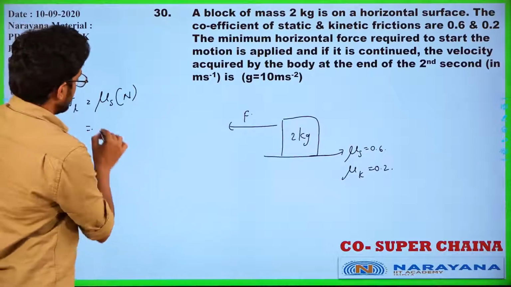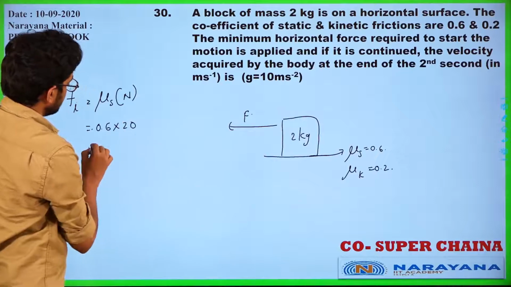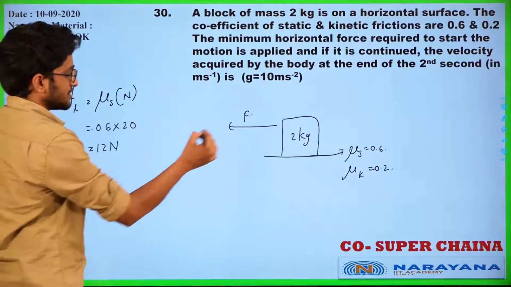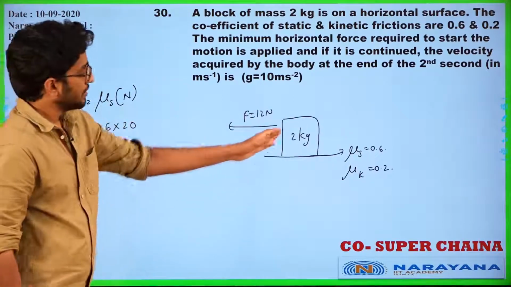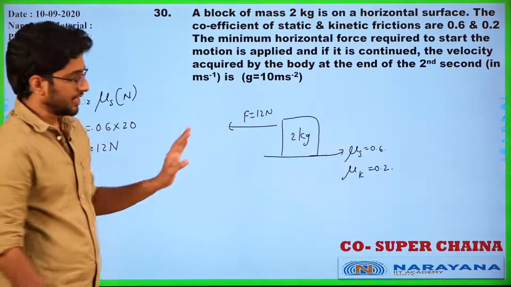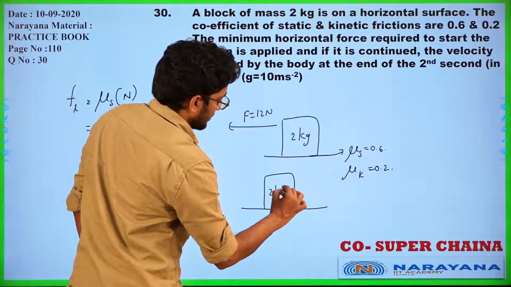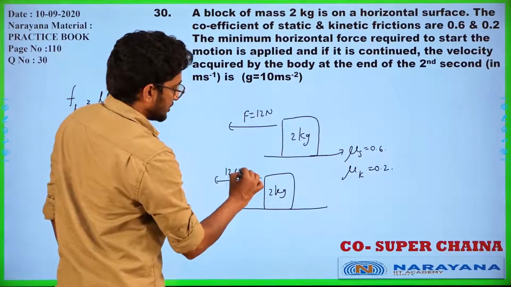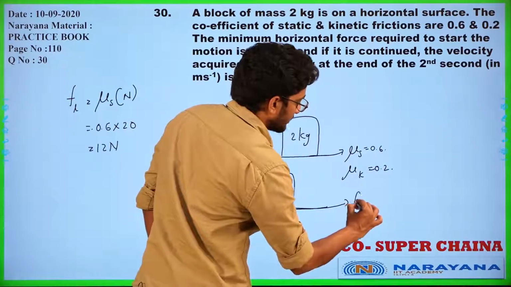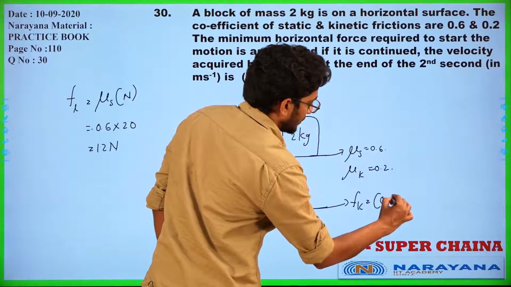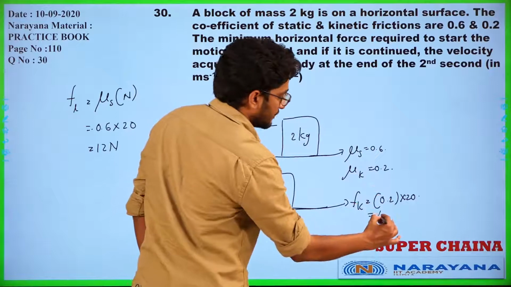So mu s, static friction, is 0.6 into normal, which is mg here. So that is 20. So 12 newtons is the limiting friction. So you applied exactly 12 newtons, just the required force so that it starts motion. But once it starts sliding, only kinetic friction acts. So what happens after this instant is, you are applying a 12 newtons force to start the motion, and once the motion starts, only kinetic friction acts. So kinetic friction acting is mu k into normal. That is 0.2 into 20, 4 newtons.